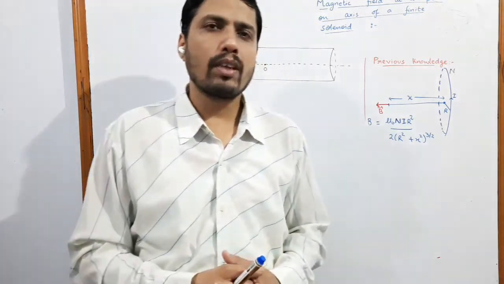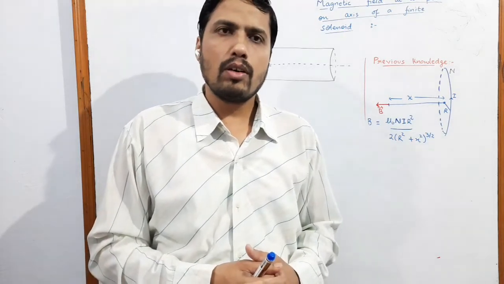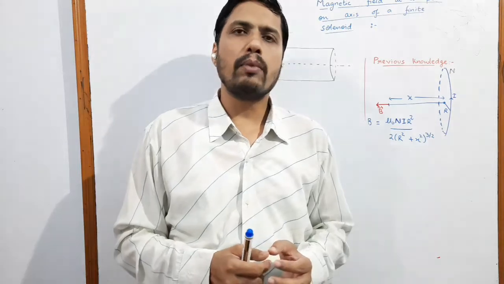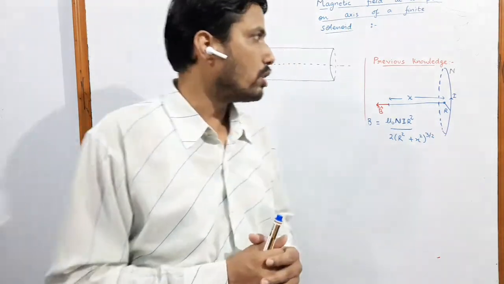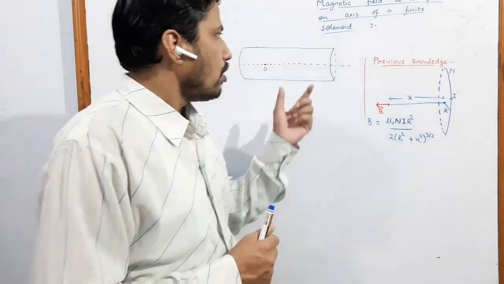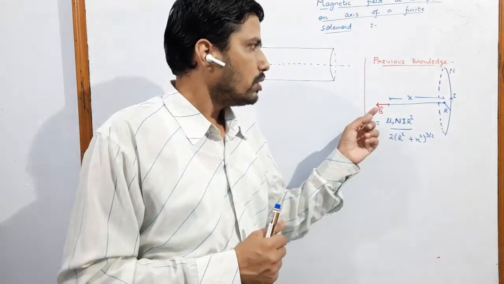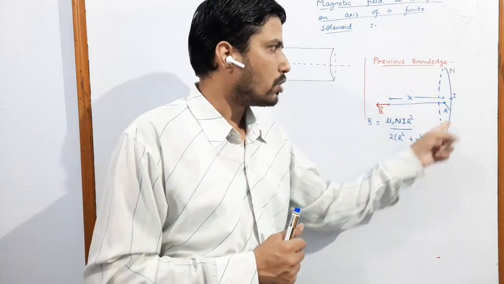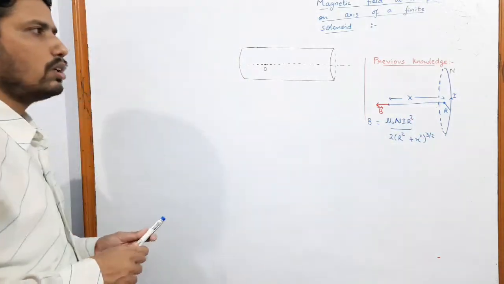I welcome you all. Today, we would devote some time for a very important derivation for finding the magnetic field at some point on the axis of a finite solenoid. For doing this derivation, we need to know the formula for magnetic field at a point on the axis of a circular coil. This we have already derived using Biot-Savart law.